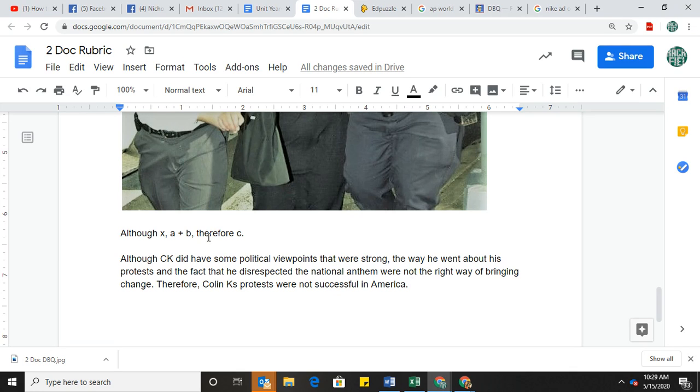So I'm going to argue that his protests were not successful, and I'm going to use some of this information. He disrespected the flag and kneeled during the national anthem. So that's pretty clear cut. That is what I'm arguing, that his protests were not successful. If you just would say, we're wrong, stuff like that, that's not really a strong thesis statement. And really, the reader's not even going to find that thesis in your writing, probably.